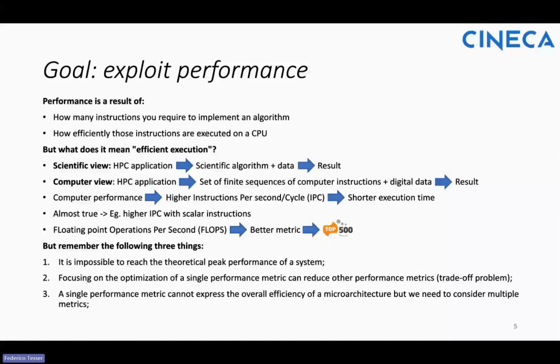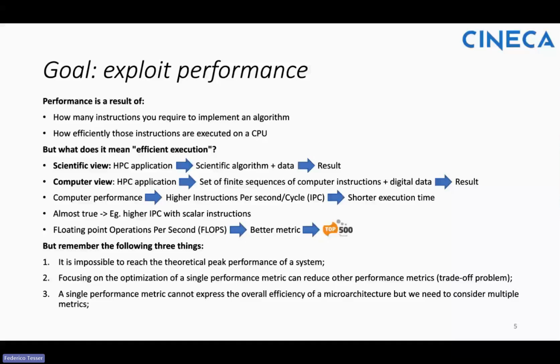A common metric, for example, also used to measure the Top500 list, is the FLOPS, which is floating point operations per second. But there are also different metrics, and that depends on what you actually want. But remember that it is always impossible, first of all, to reach the theoretical peak performance. This is something we will see also in the roofline model. It is something, as the name says, theoretical. Quite difficult to reach.